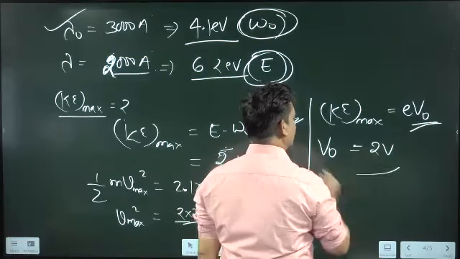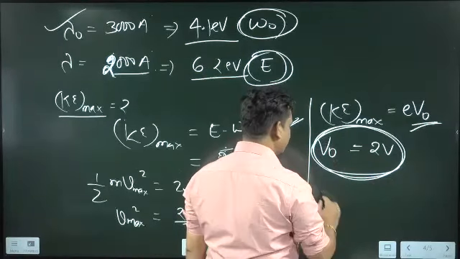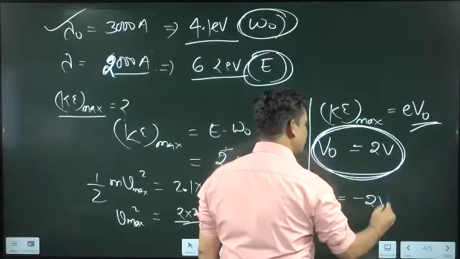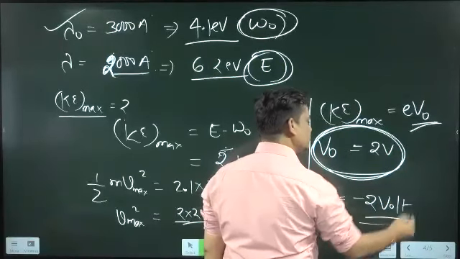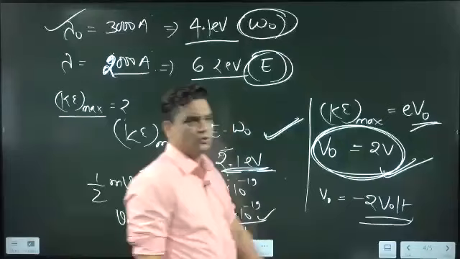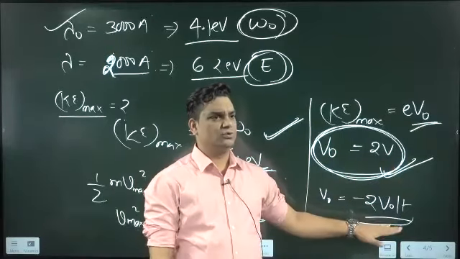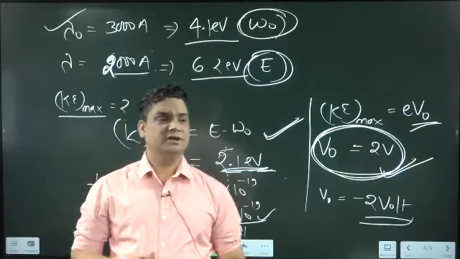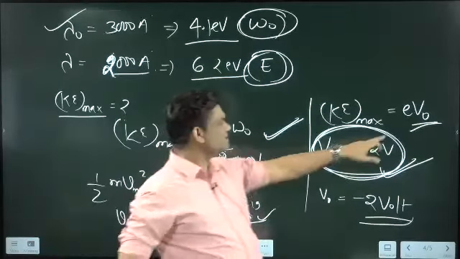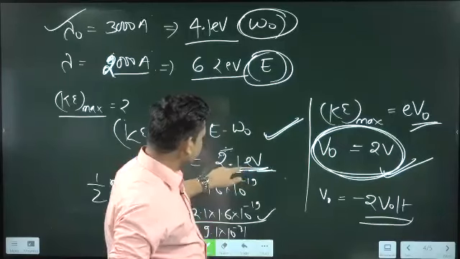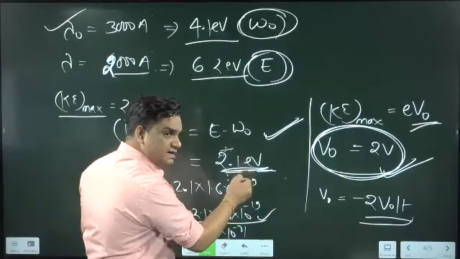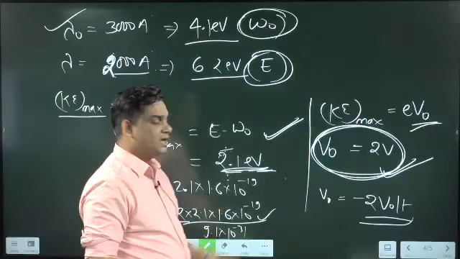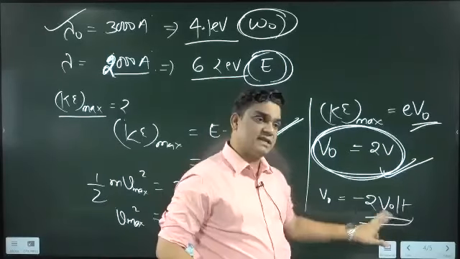2.1 electron volt means the stopping potential V naught will be just 2 volt. Actually it should be negative, V naught should be minus 2 volt, but in the exam they will not give you minus, so you can put directly 2 volt. We have to divide by e, but this is already in electron volt, so e cancels and only volt is left. If they are giving minus, then you will select the minus option.